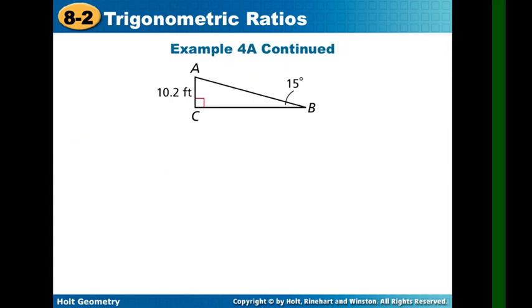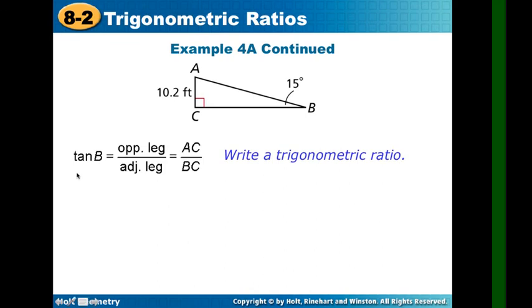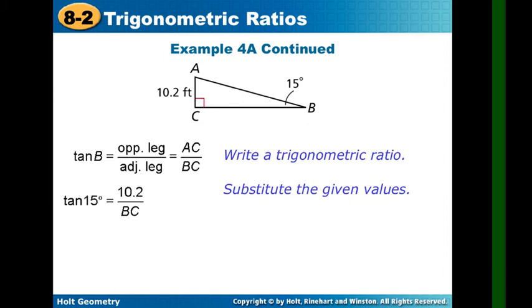So, this is the example given a while ago. Write the trigonometric ratio. Ayan siya. So, we have tangent B equals opposite leg over adjacent leg, equals AC, which is the opposite, over BC, which is the adjacent leg. Next, let us substitute the given values. For B, we have 15 degrees. For AC, we have 10.2 feet. And for BC, we're looking for BC. So, that is our equation.